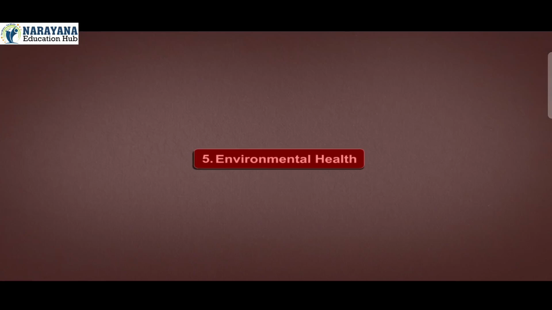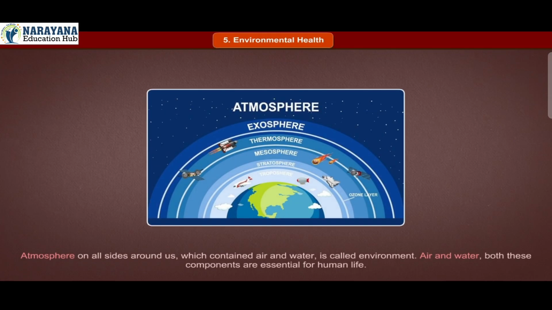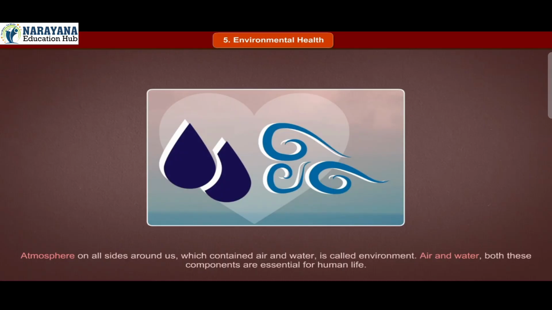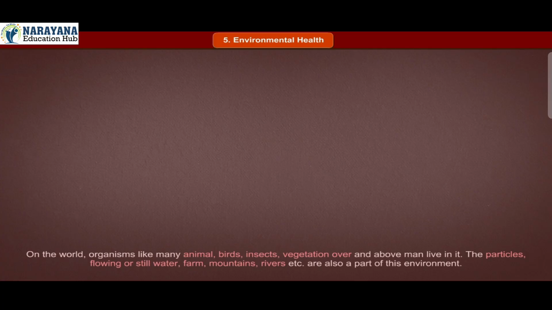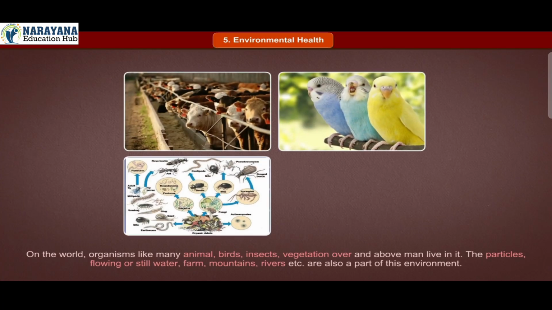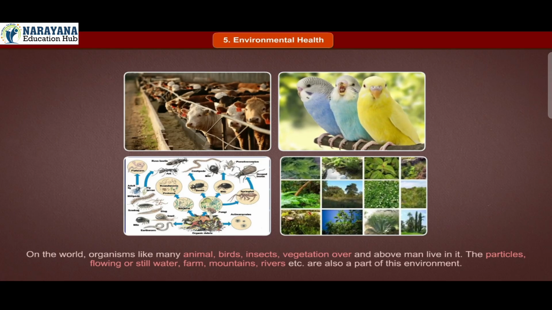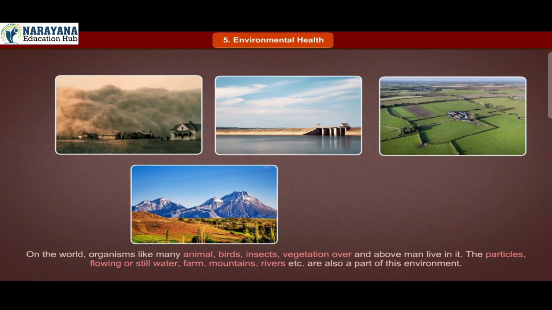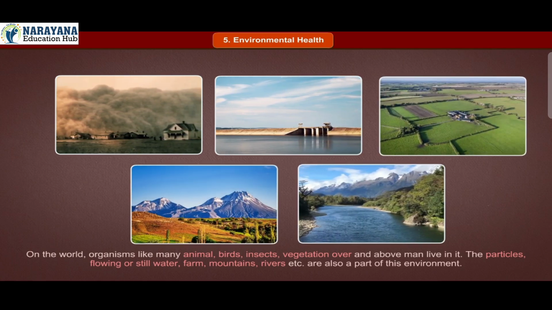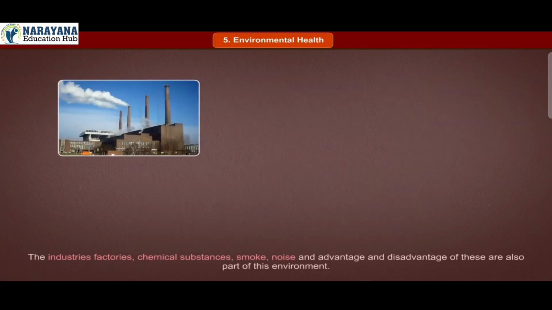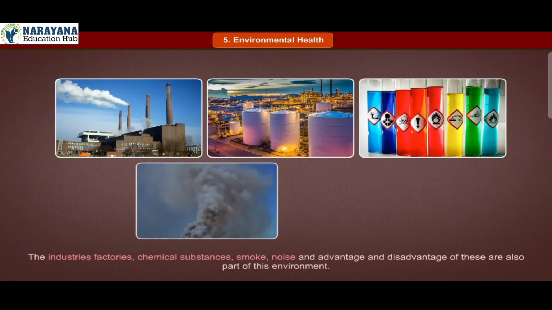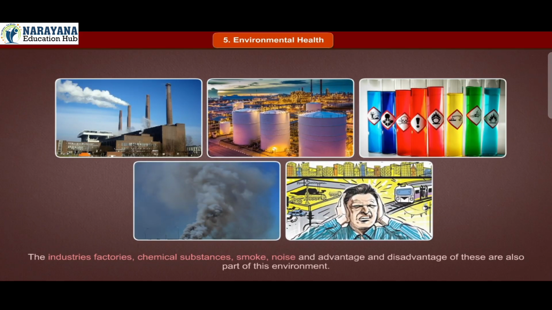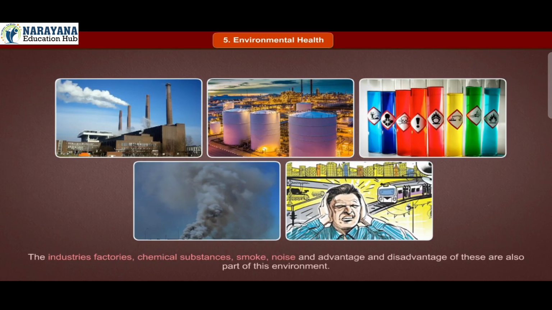Chapter 5: Environmental Health. The atmosphere on all sides around us, which contains air and water, is called the environment. Air and water, both these components are essential for human life. On the world, organisms like many animals, birds, insects, and vegetation, over and above man, live in it. The flowing or still water, farms, mountains, rivers, etc. are also a part of this environment. The industries, factories, chemical substances, smoke, noise, and the advantages and disadvantages of these are also part of this environment.